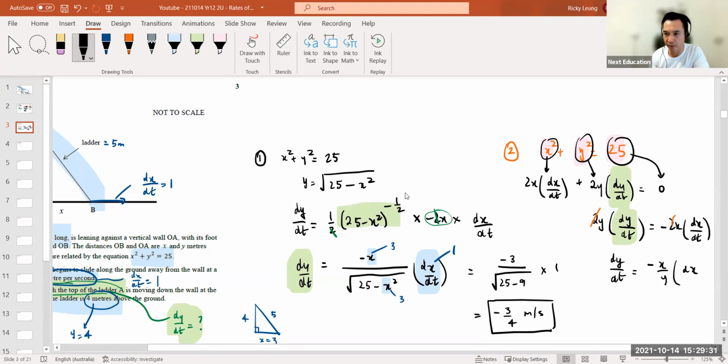Let's see what I have here. I have an expression that looks like that. Now, in this question, I know this is 1. x, like I said here by Pythagoras, is 3. And y, I got it here, is 4. Easy. I know, so sub it in: minus 3 on 4 times 1 meters per second.